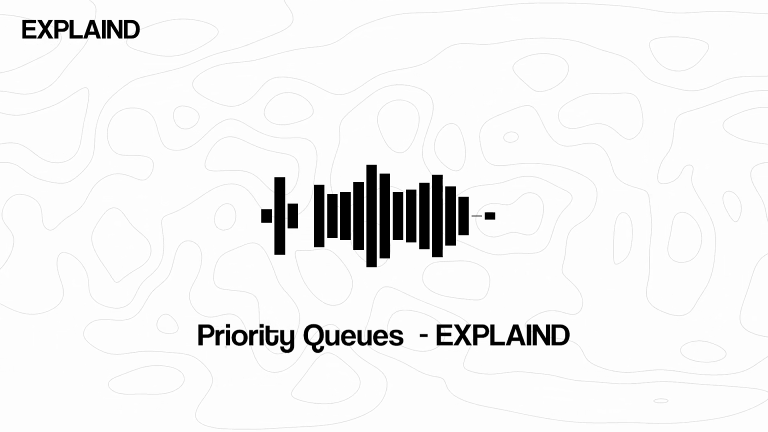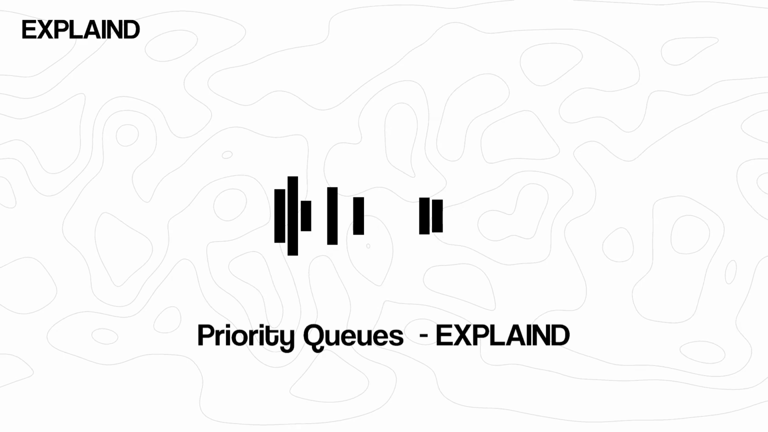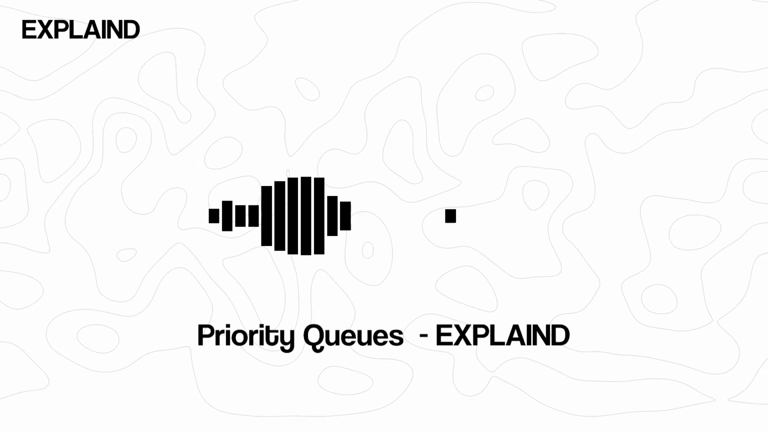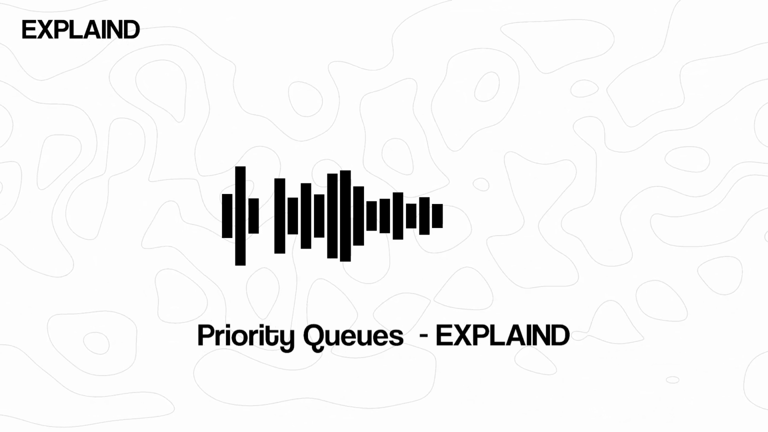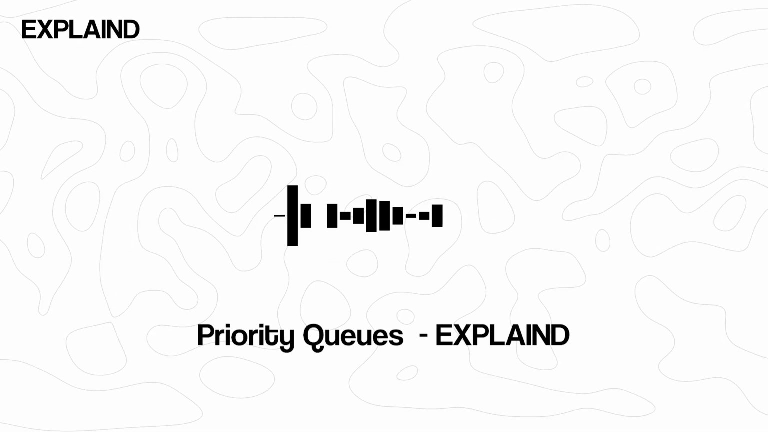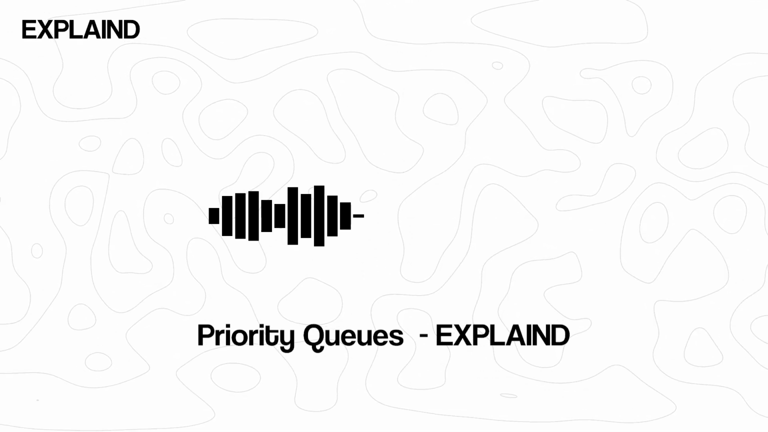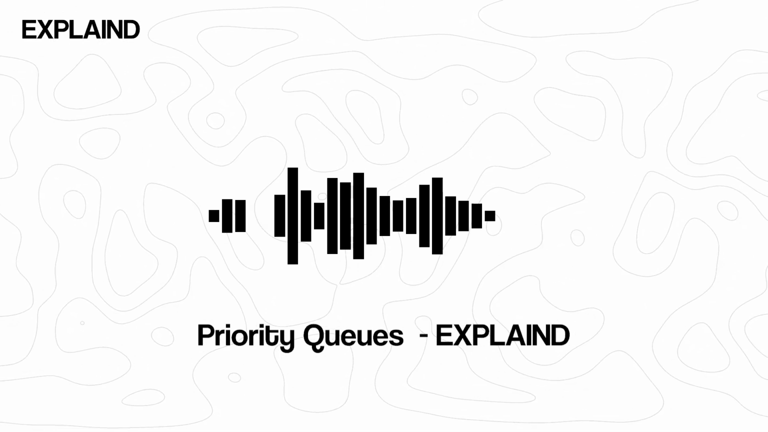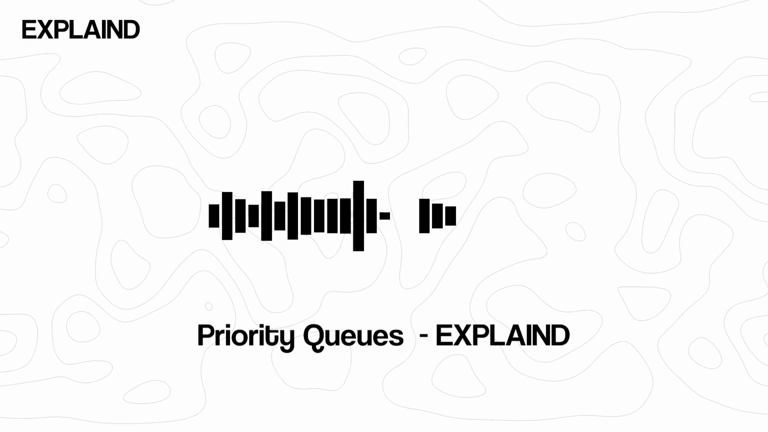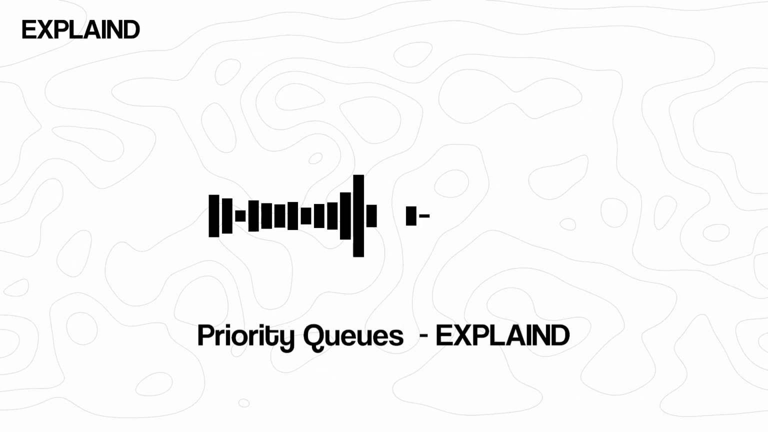What about going the other way? Using an unsorted array. Adding elements would be really easy, but finding the highest priority would be a huge problem. You'd have to search the whole array, which could be super slow, especially if the queue is massive. So both of those options have downsides.